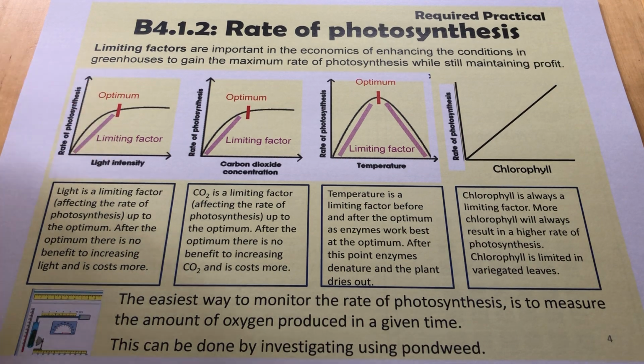Okay, so it's a limiting factor until it becomes optimum. When it gets to the optimum, something else becomes the limiting factor. So if the question says something like, when light is no longer the limiting factor, what else could be? You need to suggest one of the other things.